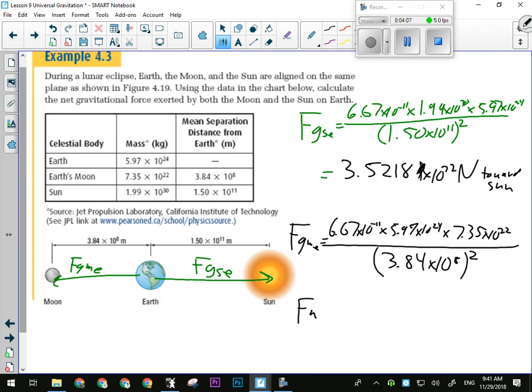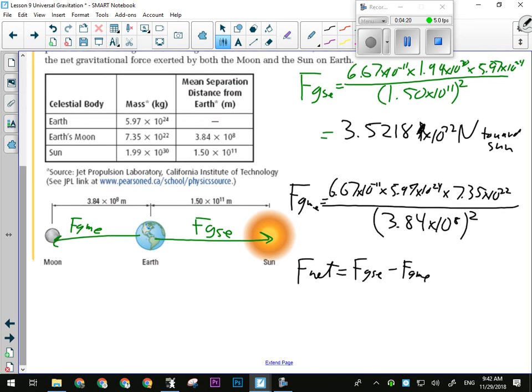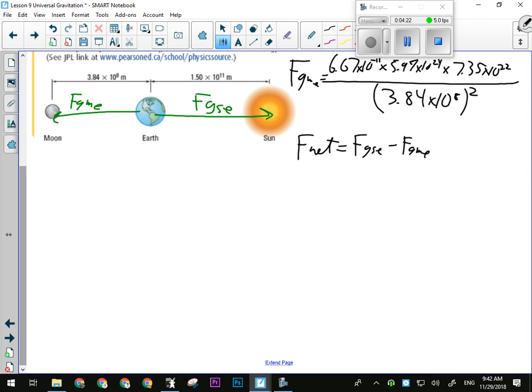To calculate the net force, all I did was take the force of gravity between the sun and the Earth and subtract the force of gravity between the moon and the Earth, right? Because they're pulling in opposite directions. So all I had to do was that simple calculation where I put in the two gravities I had calculated and subtracted them, and then I had the answer.